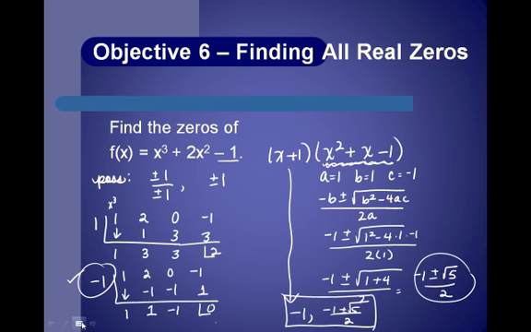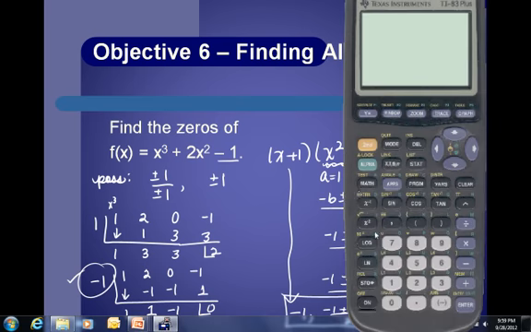Now if we wanted to check this, we could go into our calculator, go to y equals, enter our function. When we graph that, we see that it does cross the x-axis in, it looks like 2 places. So let's zoom in just a little bit and look at that. Let's go to zoom 2 and press enter. Notice we have 3 different zeros.